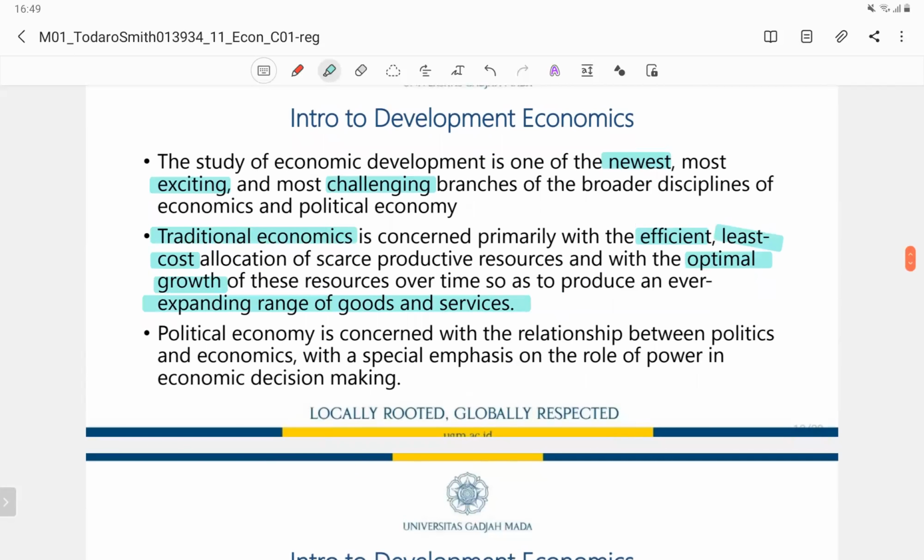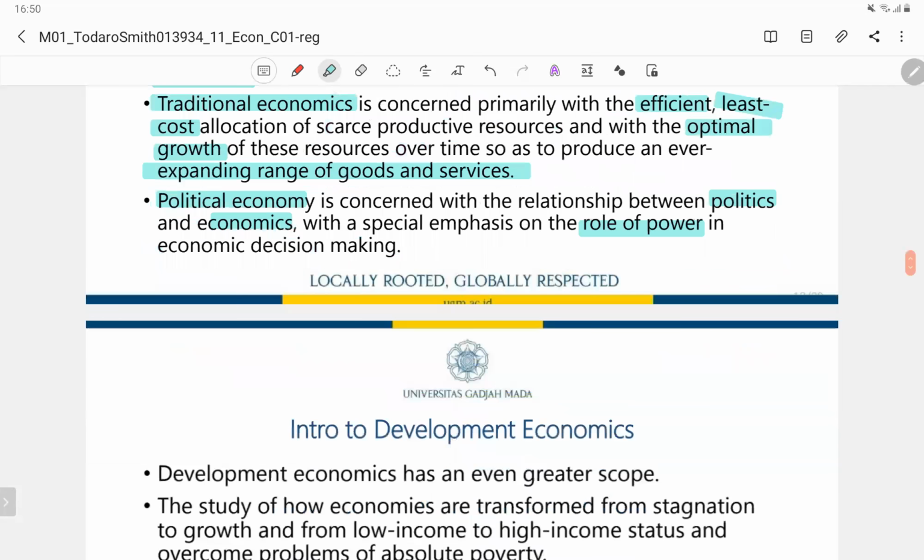And on the other hand, political economy is concerned with the relationship between politics and economics, with a special emphasis on the role of power in economic decision making. So while traditional economics focuses on optimization and efficiency, political economy is concerned with politics and the role of power in decision making. And because development economics is a branch of both economics and political economy, so what is it about? Well, let's see.